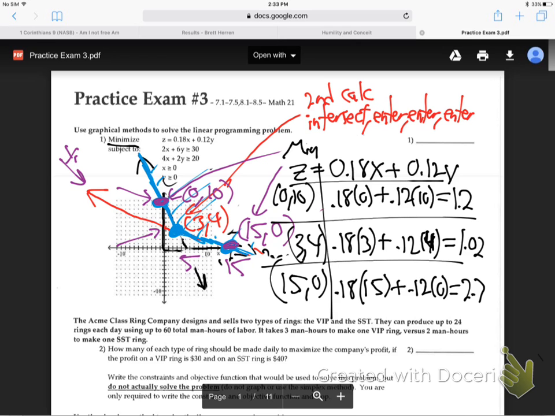All right, so then which one do we want? We want the minimum, the lowest. Who's the lowest? I guess this one, huh? 1.02 is a little bit lower than 1.2, right? A dollar and 2 cents is less than $1.20, and certainly less than 2.70. So the minimum is here. This is the answer, the 3, 4. X is 3, Y is 4 is the minimum answer on that one.